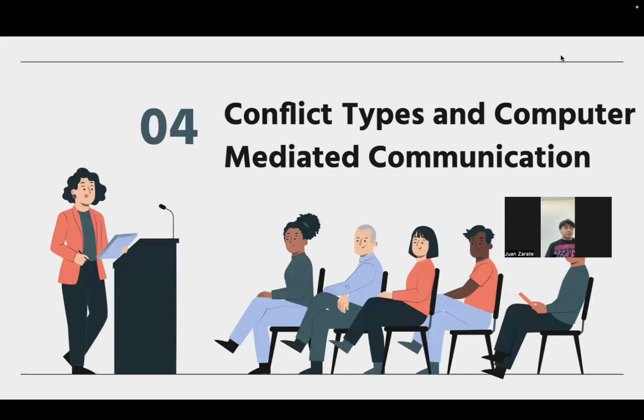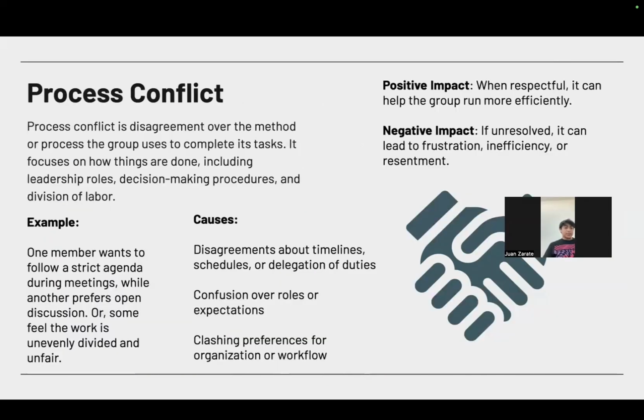Process conflict is more about the way things are done than what is being done. Process conflict does sound very similar to task conflict, but task conflict is what and how, while process conflict is the way the things are done. So process conflict is the process to get to the end goal. A great example would be if two people argue about whether to divide the work equally or assign tasks based on expertise. That's process conflict.